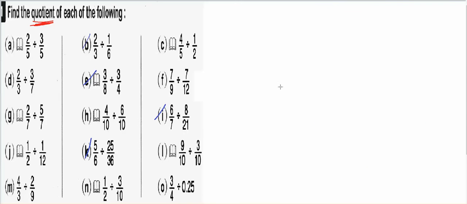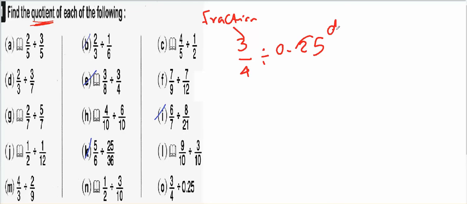What about letter O? 3 over 4 divided by 0.25. We have a fraction and a decimal. We have to convert the decimal to a fraction. 3 over 4 divided by... We know that 1 over 4 equals 0.25.